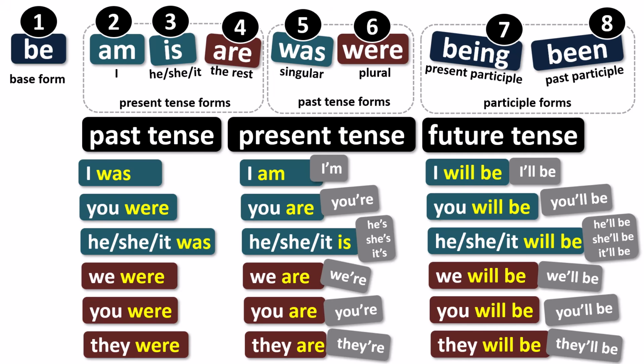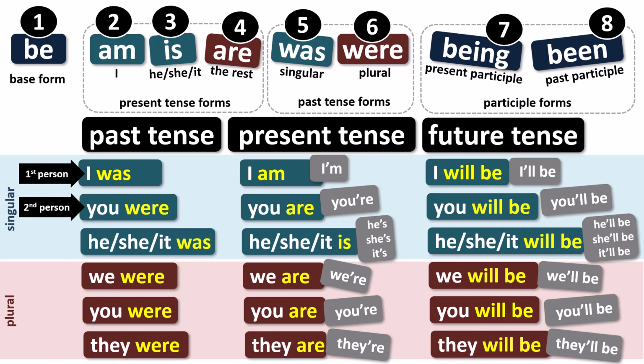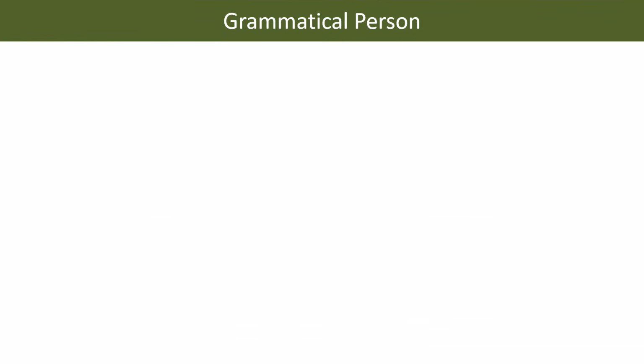Let's keep going. I want you to look at these top 3. The top 3 are the singular rows. The bottom 3 are the plural rows. The very top row equates to the first person, so this is called first person singular. The next row is called second person singular. And the next row is called third person singular. This is called grammatical person. Let's do a little bit more on this.